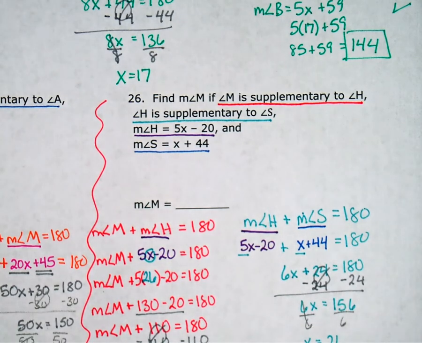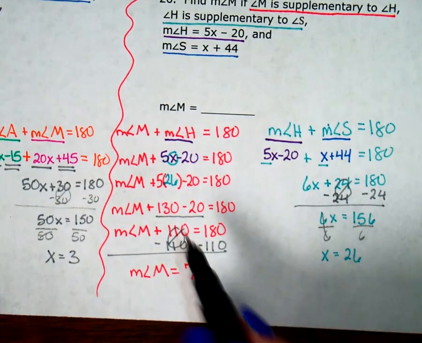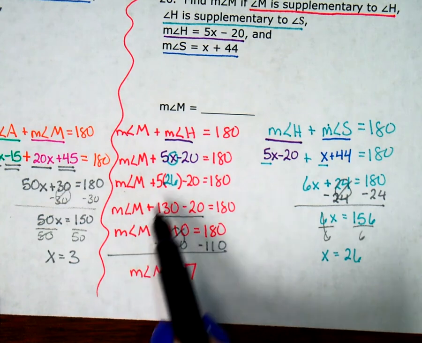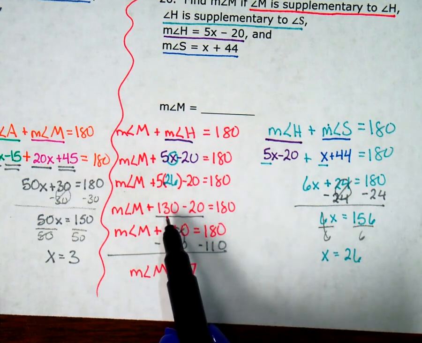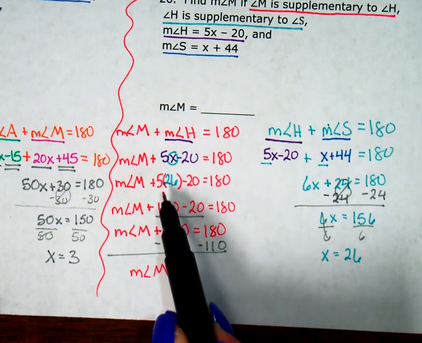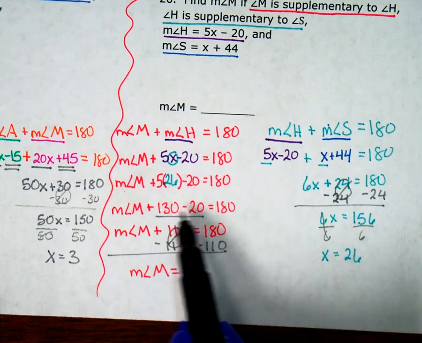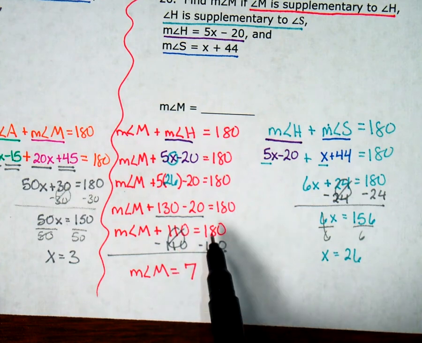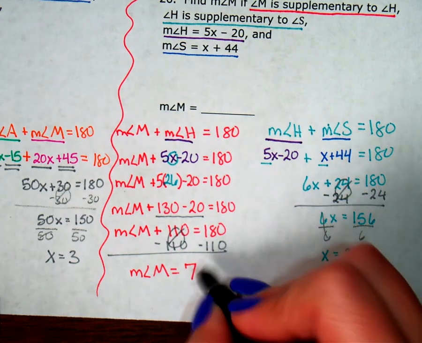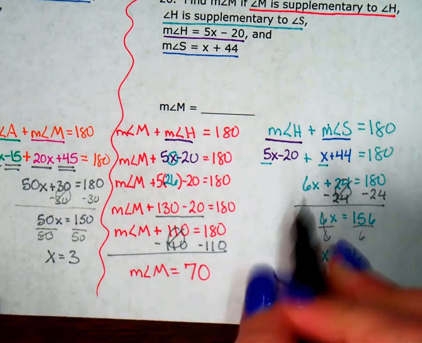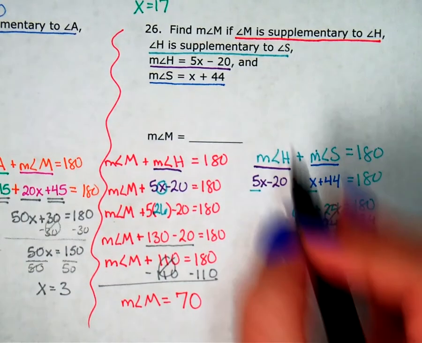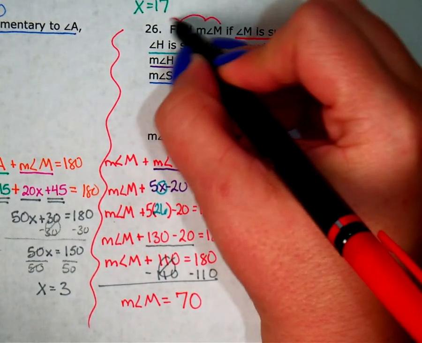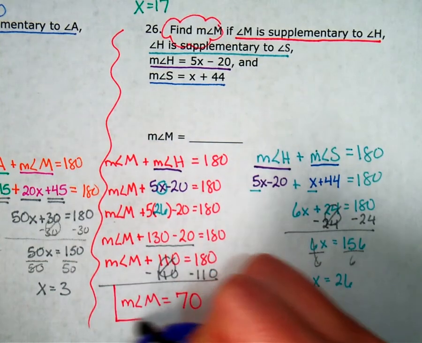That equals 180 minus 110 is, oops, y'all couldn't see that, sorry. All right, so what y'all missed: for the measure of angle M, I just plugged in the 26, multiplied 5 times 26, and then I combined these like terms, and then I subtracted on both sides, subtraction property of equality. 180 minus 110 is 70. We were asked to find the measure of angle M. That is what I have done.